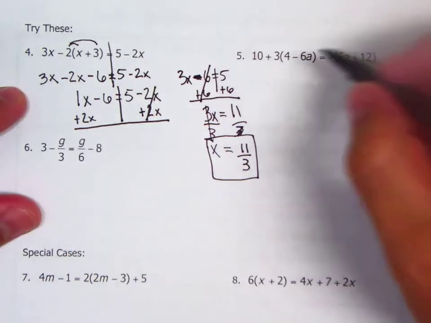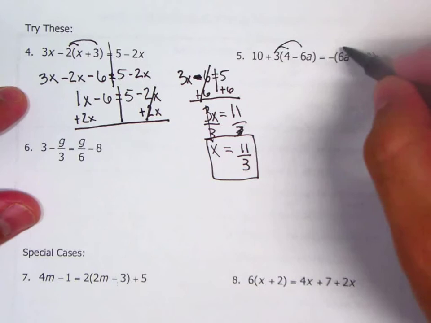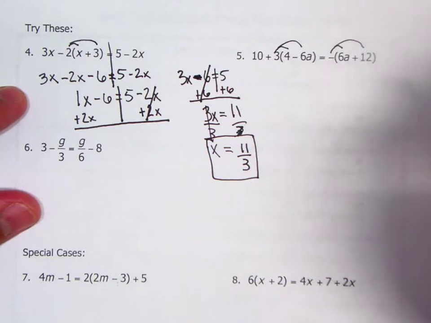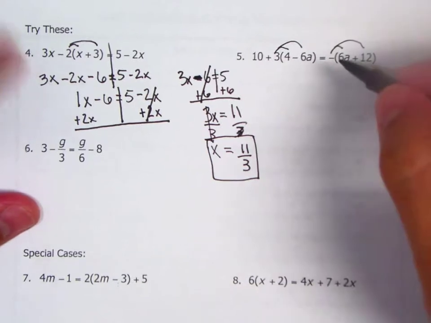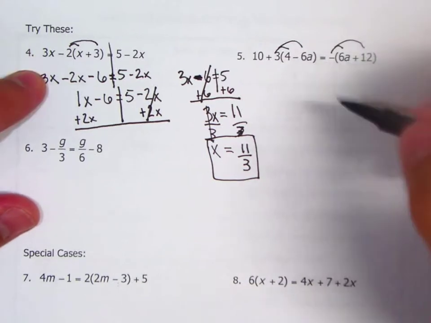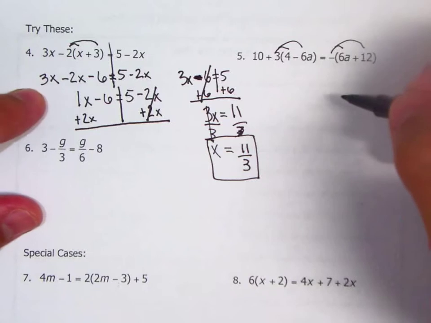Number 5 is very similar. Again, you're going to distribute, and solve just the same way you did over here. So if you need help with 5 and want to do 5, watch this part here on number 4. It's very similar.